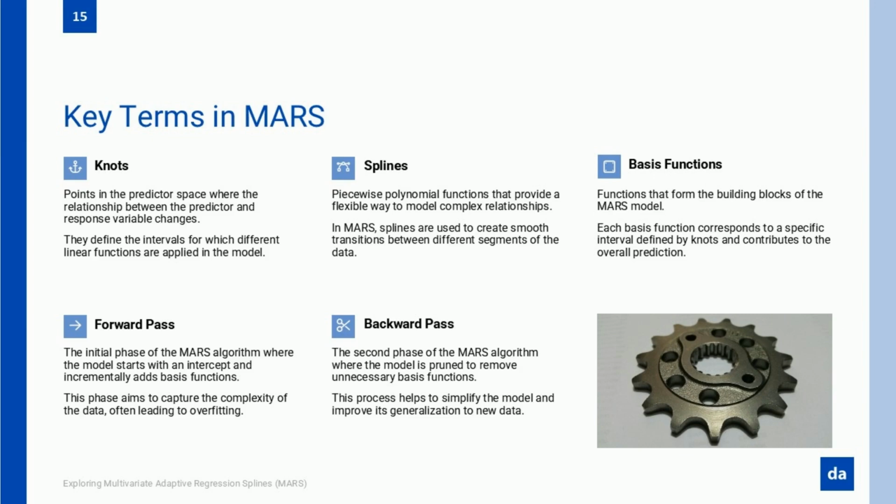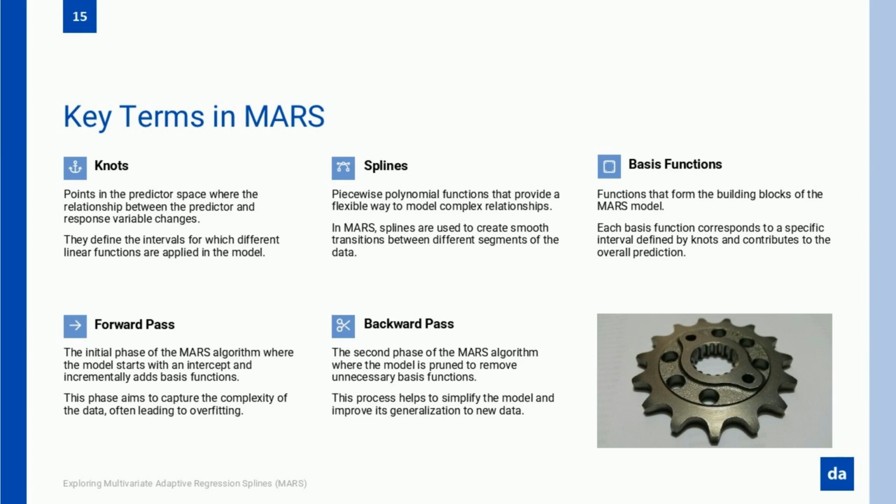data. To structure these basis functions, Mars uses knots. These are the points in the predictor space where the relationship between the predictor and the response variable changes. Think of them as the turning points in the data where a price drop suddenly increases demand or where a change in temperature drastically affects energy consumption. Knots define where new basis functions are introduced, helping Mars capture shifts in trends.